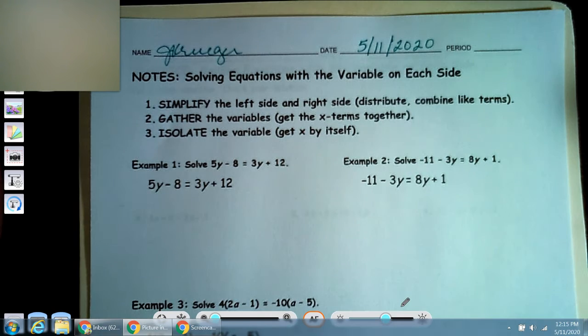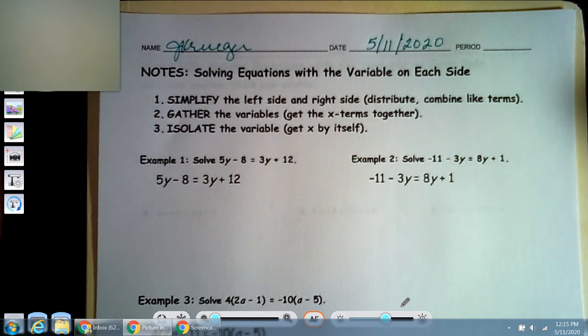Alright guys, we're going to do our last solving equations lesson today. This is solving equations with the variable on each side. Sometimes these are just also called multi-step equations. So they're not just the one-step and the two-step that we have been looking at together up until now. These have a little more to them.